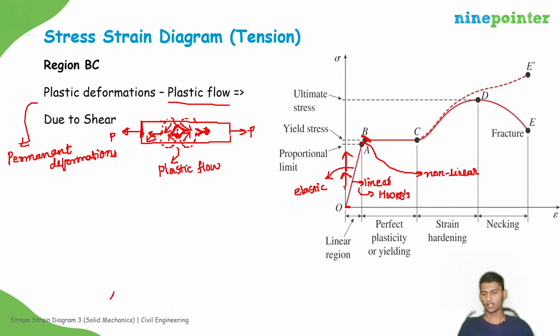If you consider mild steel, this is the stress strain diagram of mild steel actually. It will act as almost perfectly plastic, meaning whatever deformation happens in the BC region will be permanent. There will be no elastic part in the deformations. So in BC, if your material is perfectly plastic, it means permanent deformations.